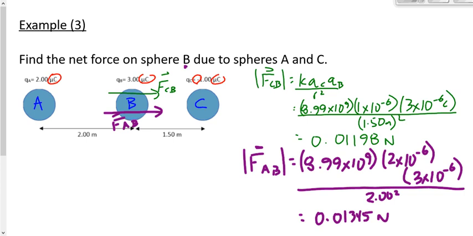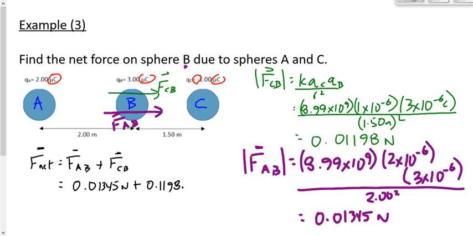Now, what do you think we're going to do with those two numbers? Yeah, we're going to add them up. This is a physics 20 problem now. In physics 20, when you had more than one force, you said F net is equal to the sum of the forces. We're going to do the same thing here. The net force is equal to FAB plus FCB. FAB is 0.01345 newtons, and FCB is 0.01198 newtons.